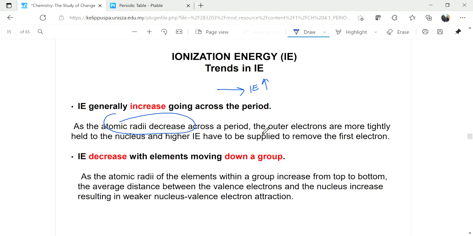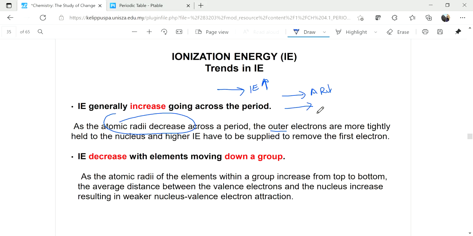Because the atomic radius decreases across the period, the ionization energy will increase. Ionization energy will increase, meaning that it's more difficult to remove the electron because the outer electrons are more tightly held to the nucleus. So we need higher energy to remove the first electron.